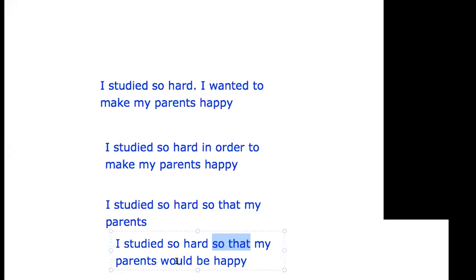All right, so I studied so hard so that my parents would be happy. Would is the modal verb, and "so that" because we have subject I and my parents is another subject, which is different. Okay, that's just for explanation. Now clear. I'm going to clear all the drawings, no problem.